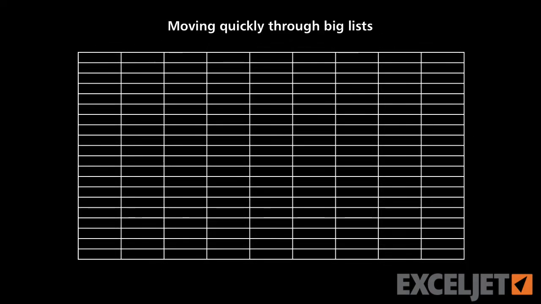Today we're going to look at a tip for moving through a large list. If you have a large list in Excel, hundreds or thousands or maybe tens of thousands of rows, it's just not practical to scroll through that list to get to the bottom or to the top. It's just going to take way too long.